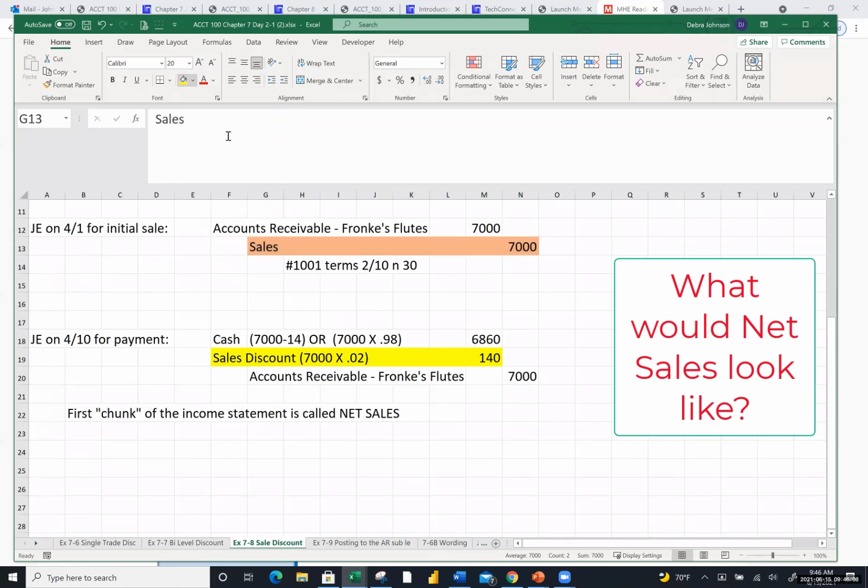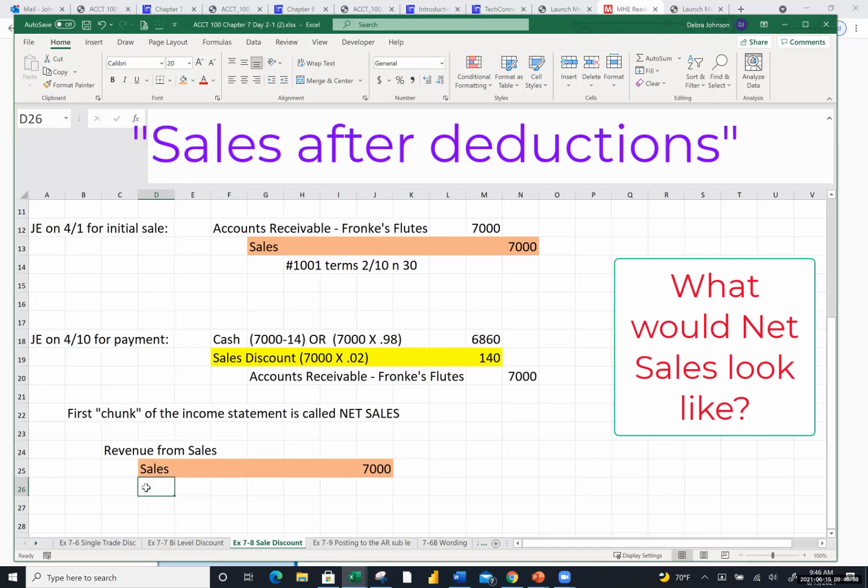So this is what net sales would look like on your income statement. You would see revenue from sales as a heading. And right below that, you would see the sales of 7,000. That's the orange one. Let me make that orange so you can see it. And then remember what we're headed towards, net sales. Think about your paycheck. Your net paycheck is what you get after deductions. Net sales is the sales after the deductions.